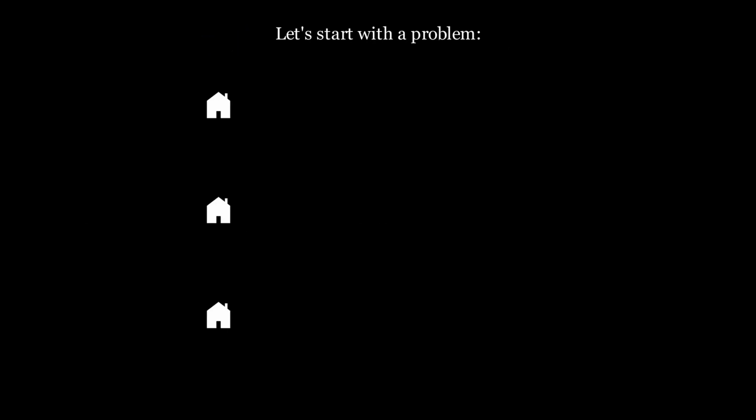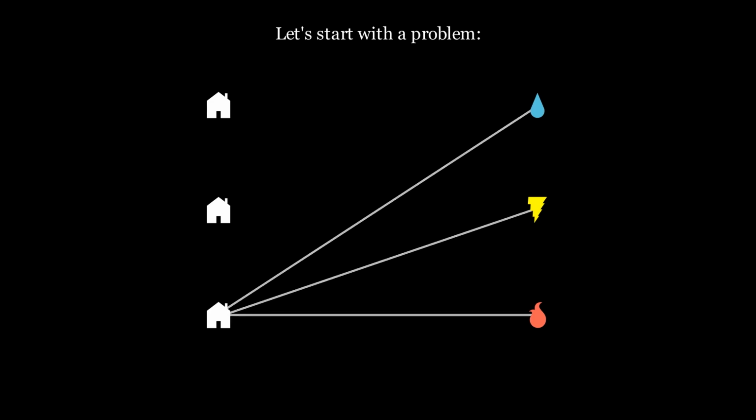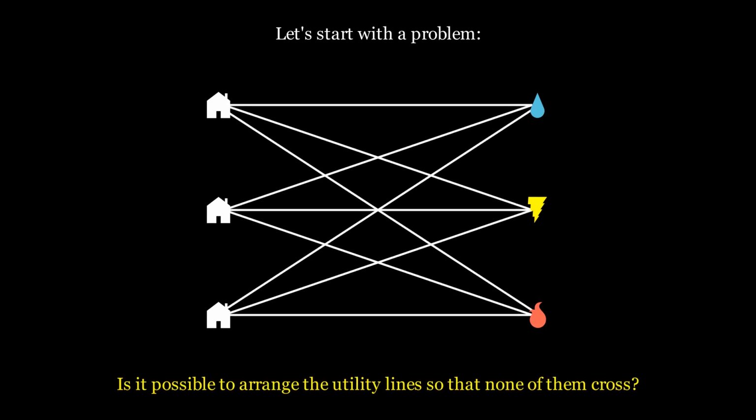Imagine we have three houses along a street, and across the street we have a water supply, an electric plant, and a source of gas for our homes. Of course, each home needs to be connected to each utility, and our question is, is it possible to arrange these utility lines so that none of them cross? Now, an important observation is that it's unimportant that these are houses or that these are utilities. That's just context for the real problem.